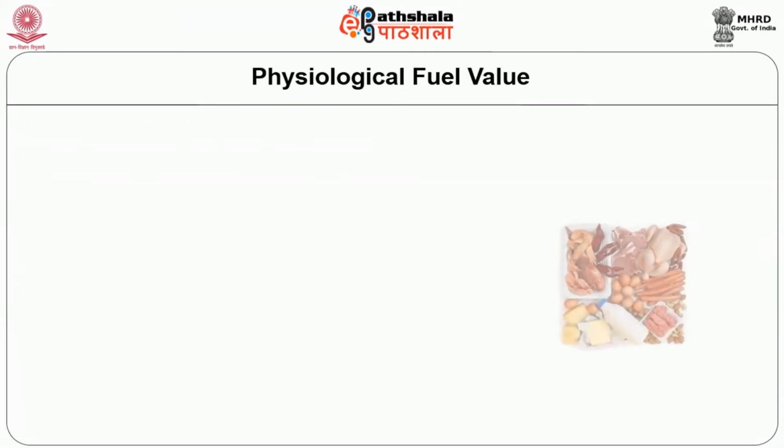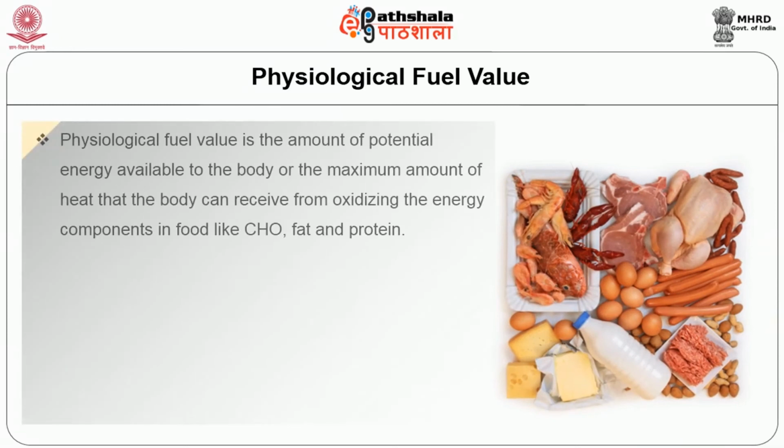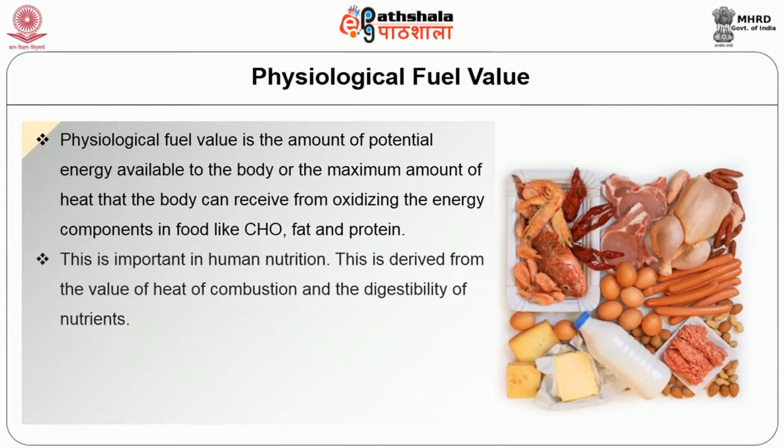The physiological fuel value is the amount of potential energy available to the body, or the maximum amount of heat that the body can receive from oxidizing the energy components in foods like carbohydrate, fat and protein. This is important in human nutrition. This is derived from the value of heat of combustion and the digestibility of nutrients.